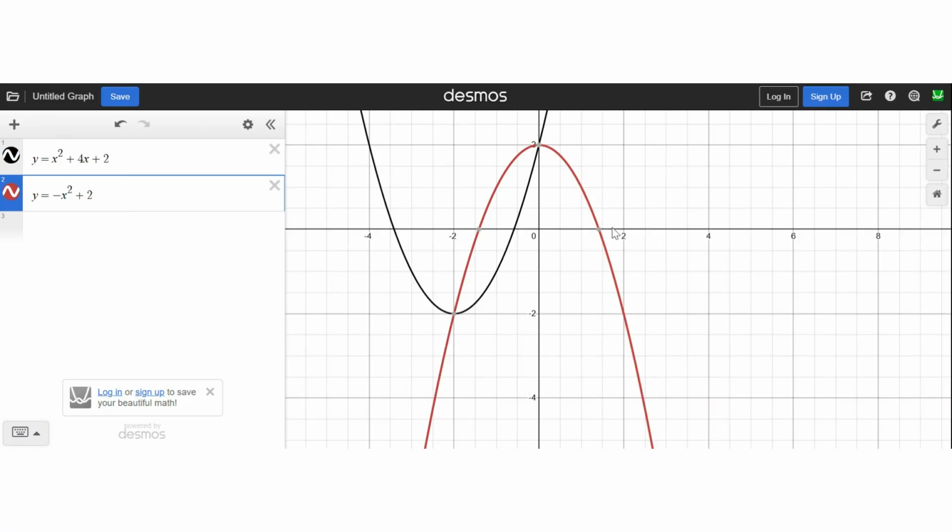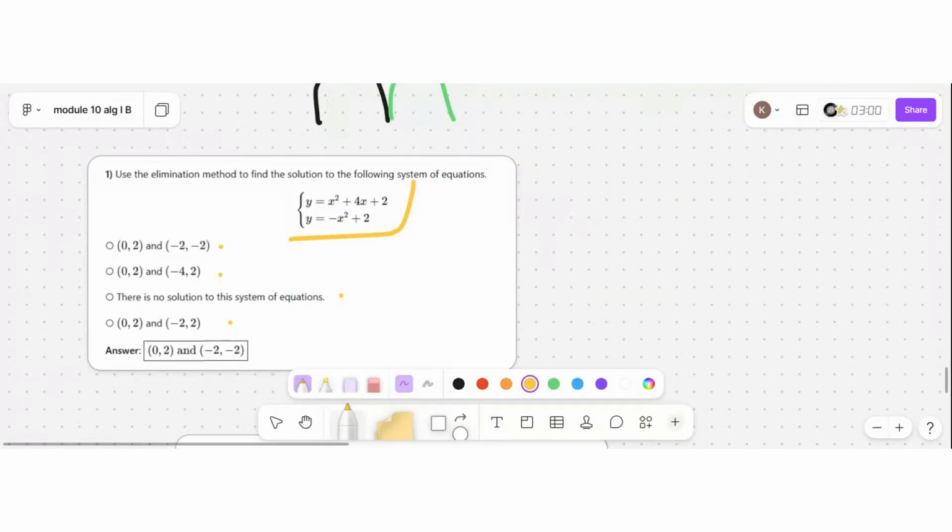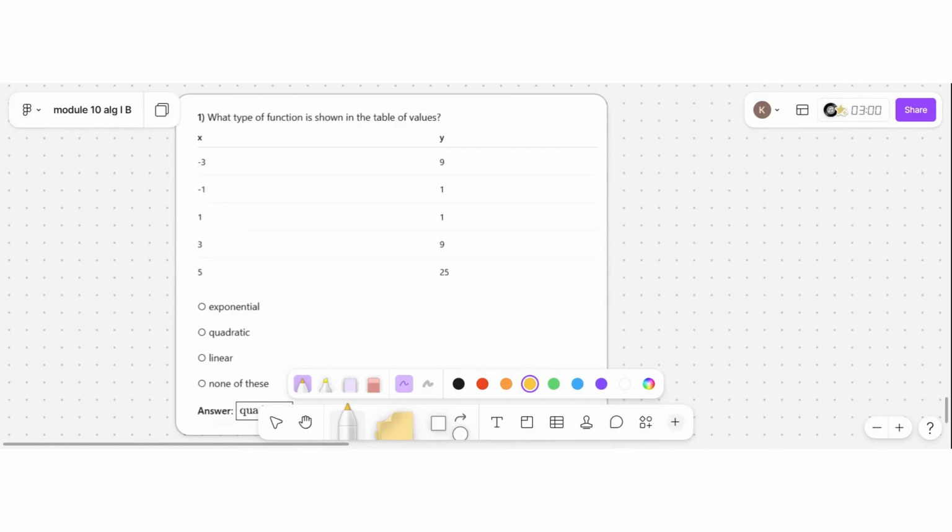So there's going to be 2 solutions because I see here that it intersects twice at this point and this point. And one point is 0, 2. The other one is -2, -2. And if we go back here, we see that answer right here, 0, 2, and -2, -2. So that's how you can use Desmos to get the answer for this one. Let's go to the second one now.